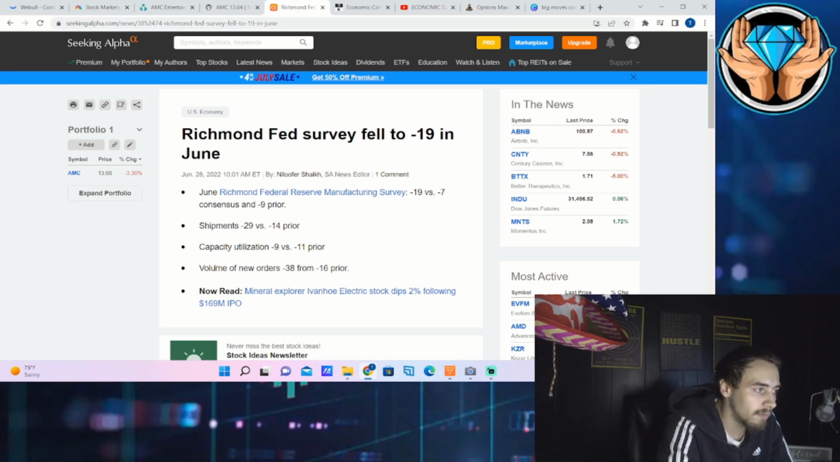And the volume of new orders, I think this is something that is really clapping the markets. This and shipments, negative 38 from a negative 16 prior. So you're not seeing a good volume of new orders coming in, or shipments coming in good at all. So this is not a good sign for a recession.